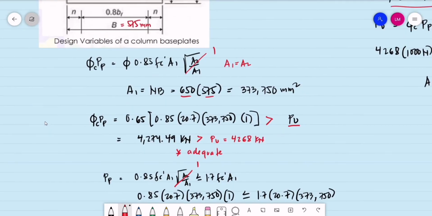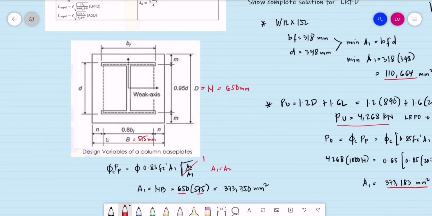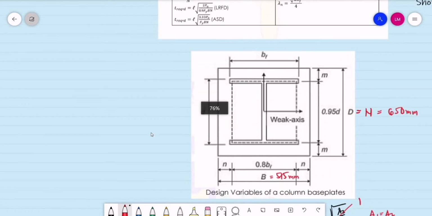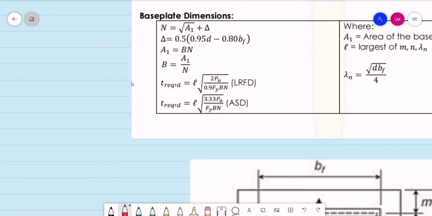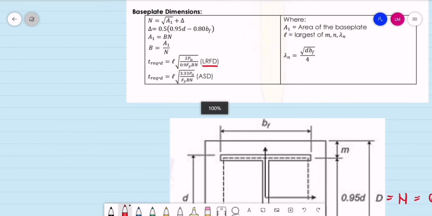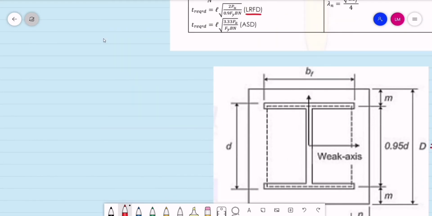Okay, so we are now ready to compute for the required thickness. We have our formula for required thickness, that is t = L times the square root of 2Pu over 0.9 Fy times B times N. Again, we are following the method of LRFD. So we are to compute for the value of L. It is the largest of m, n, or lambda sub n prime, or lambda sub n.